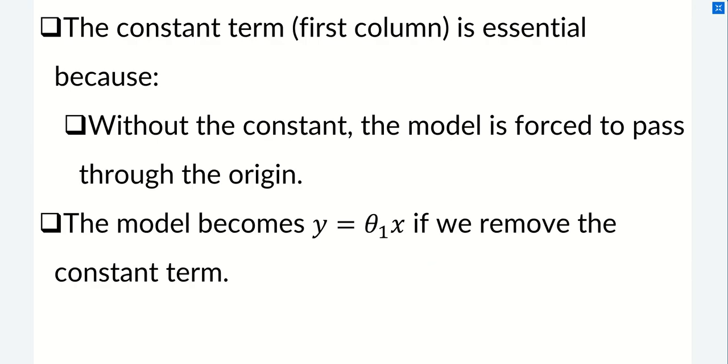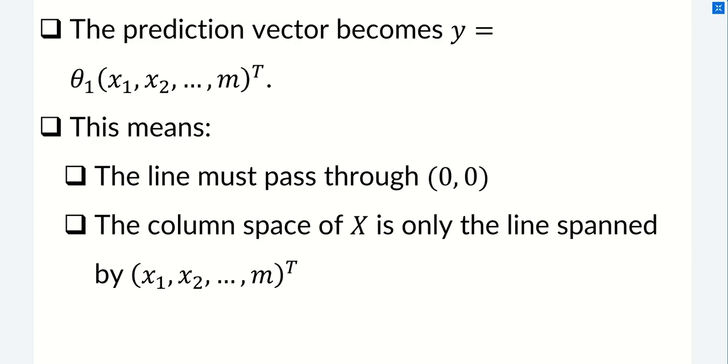So if you don't bring the one over there, our model is going to perform so badly. So that constant term over there is very, very crucial. So without a constant term, we end up getting something like this. Okay, so that one is going to make the line pass through the origin.